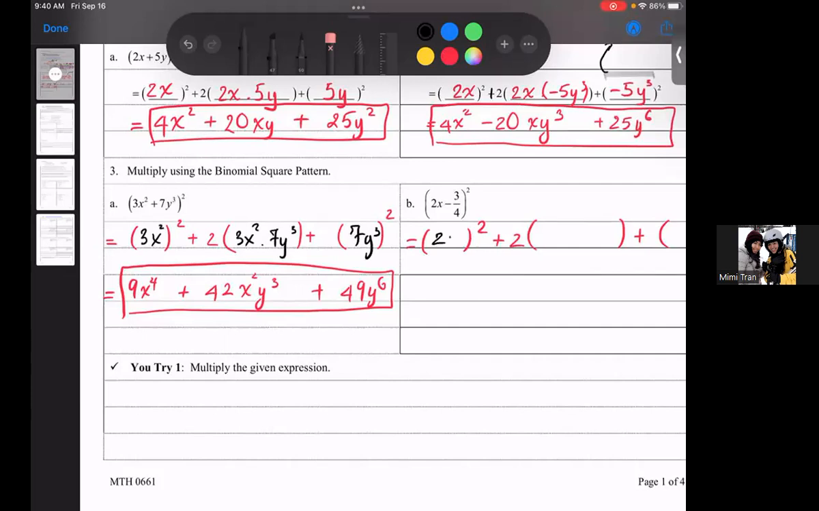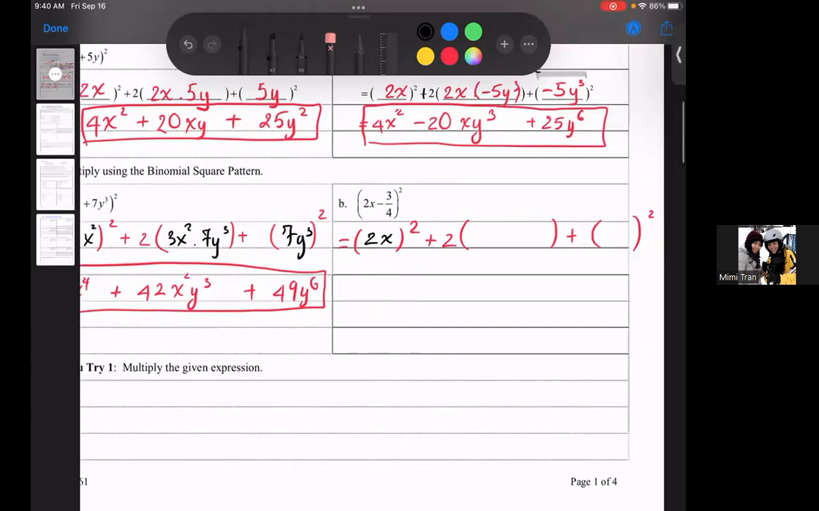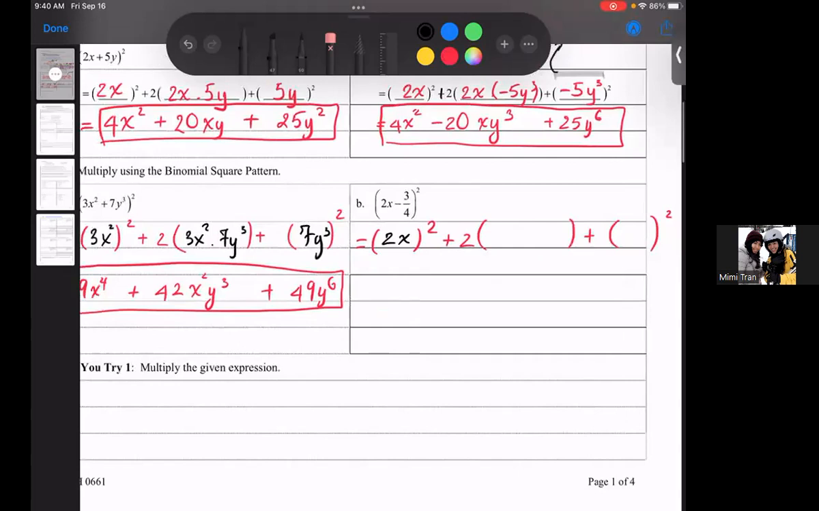2x, and then the last one will be -3/4, and then 2x times -3/4. So far, so good? Yeah. Okay. And now the arithmetic.